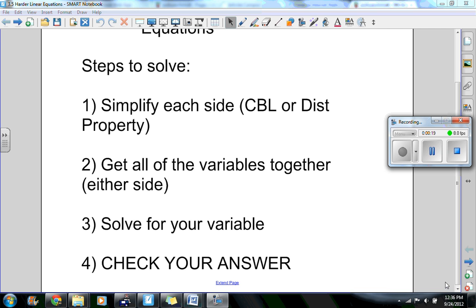Step 1, you simplify each side by combining like terms or using the distributive property. Number 2, you get all your variables together. I recommend getting all the x's left and all the regular numbers right, but you can do whichever side you want. Then you solve for your x or b or c or whatever. And the last step is you check your answer.